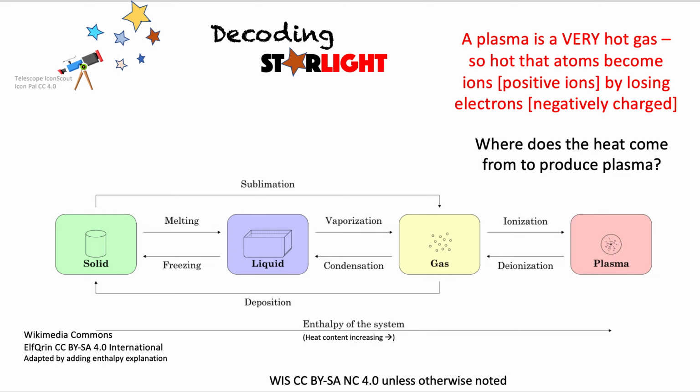It's a very hot gas, no, it's a plasma, so hot that the atoms become ionized by losing negative electrons, so the ions are going to be positive ions. And where does the heat come from in stars? It's going to come from the nuclear reactions that take place there.